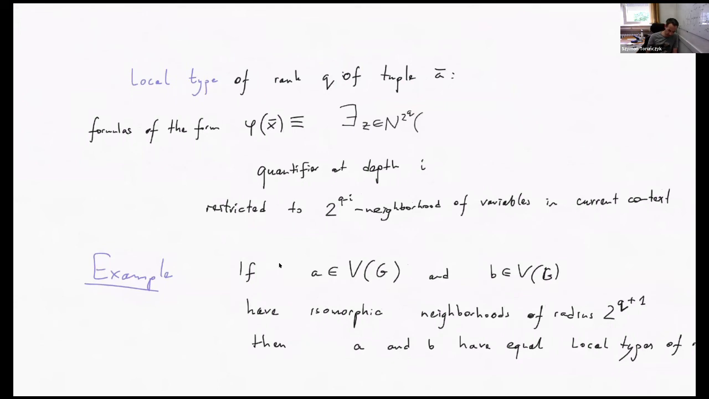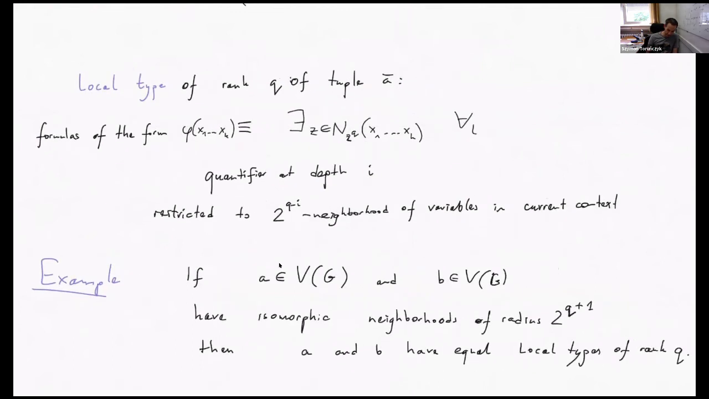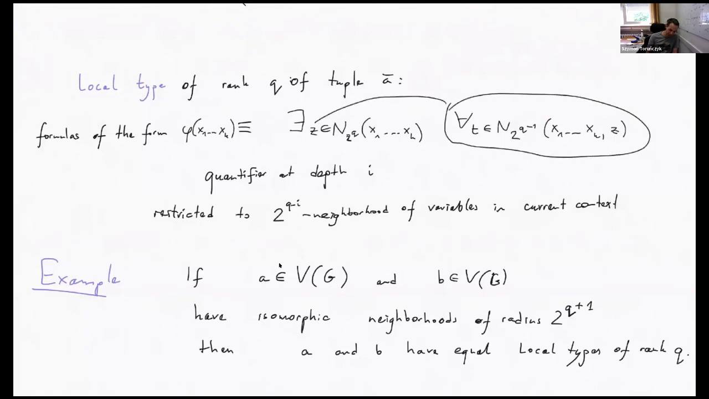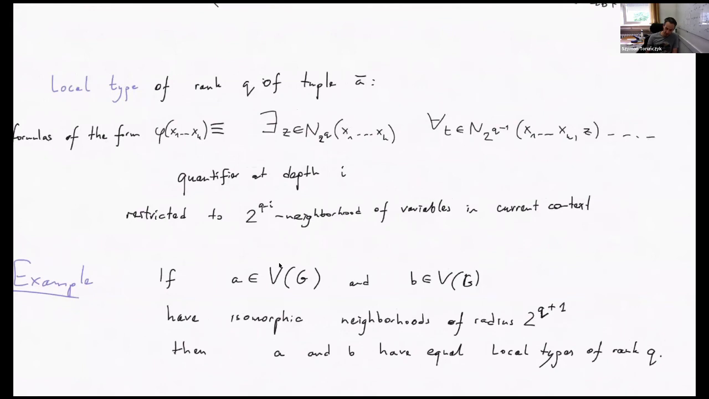So let's say we have a formula phi of x1 to xk, and I can't quantify over the entire graph. So my quantifier doesn't range over the entire graph. It's restricted to the neighborhood of radius 2 to the power q, for some reason, around the vertices that I'm talking about. And then I can introduce a new quantifier, let's say over t, and I can now quantify over a slightly smaller neighborhood, twice as small, of radius 2 to the power q minus 1, but around the vertices x1 to xk, but also around the vertex z, because this quantifier is in the scope of this quantifier. And we proceed in this way.